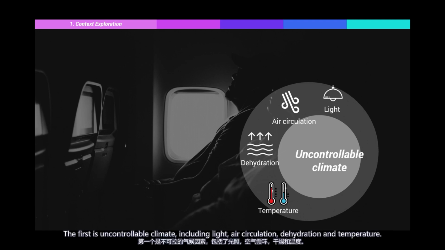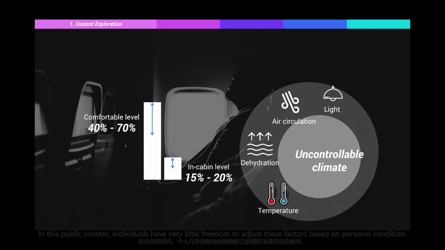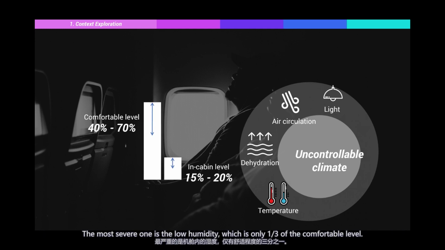The first is uncontrollable climate, including light, air circulation, dehydration, and temperature. In this public context, individuals have very little freedom to adjust these factors based on personal condition. The most severe one is the low humidity, which is only 1/3 of the comfortable level.